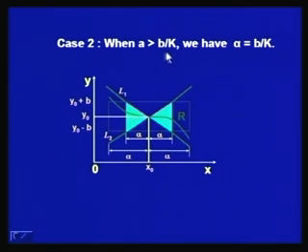In case 2, when a > b/k, α being the minimum of a and b/k will imply that α = b/k. So, here |x − x₀| < α means the solution curve lies in the shaded region which is from x₀ − α to x₀ + α, that is x₀ − b/k to x₀ + b/k, and the slope of the solution curve is at least −k and at most +k. L1 has slope −k while L2 has slope +k, and the solution curve is passing through the point (x₀, y₀).